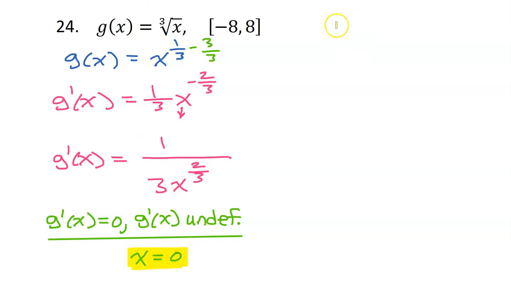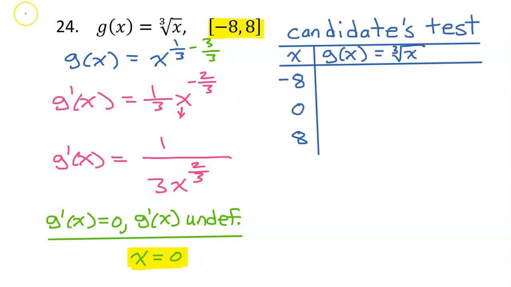My next move will be to set up my candidates test using the x values of this one critical number as well as my two endpoints. Make sure you label your candidates test using the words candidates test so we can use this for a justification later. I also recommend that you put a bracket around this first endpoint to show that it is included in the interval, and put another bracket around this endpoint for the same reason.